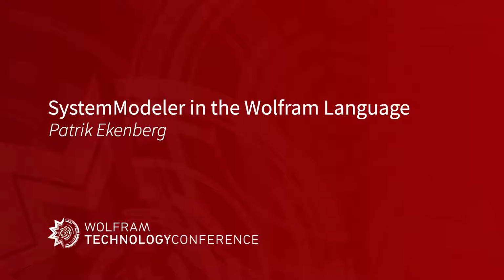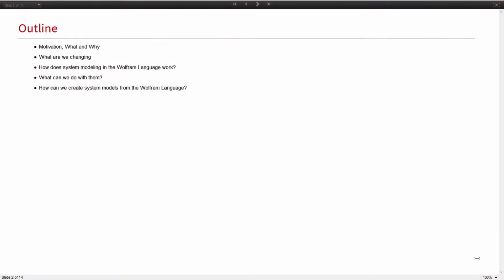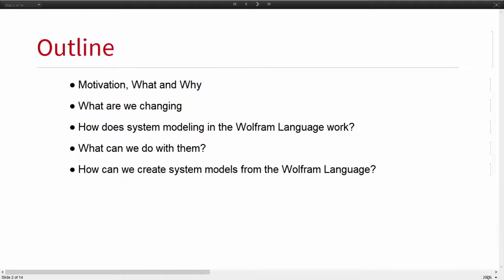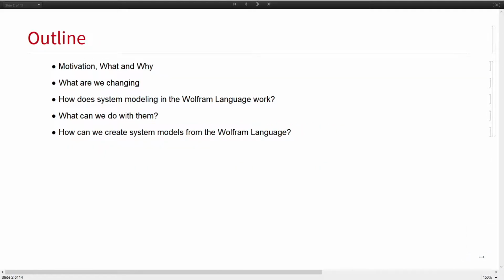And the outline today will be as follows. I'll start with some motivation on why we would like to have system models in the Wolfram language and kind of what they are. And compare it to a bit what we have right now and what we're changing. And then I'll go over how it works, what we can do with it, and how you can create these for yourself.